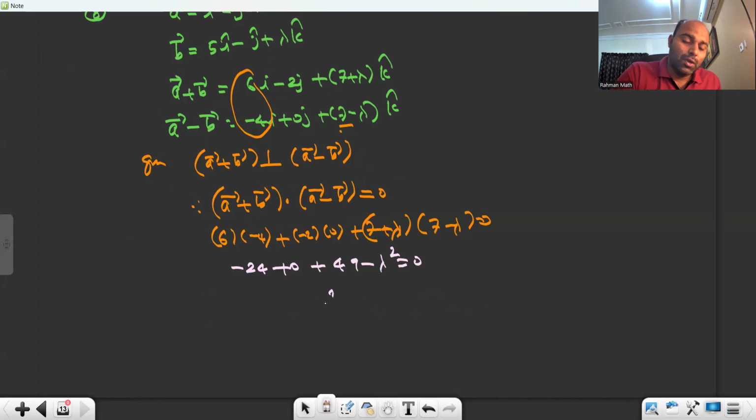So it will be 25 equal to lambda square, lambda equals plus or minus 5. It is not a magnitude, it is a lambda value. Lambda value can be either positive or negative. So we have done almost all the questions. Next is question number three. You have 2 more minutes, then I'm stopping. Anybody who has any doubt remaining, you can ask me.